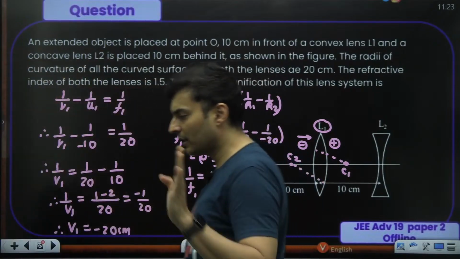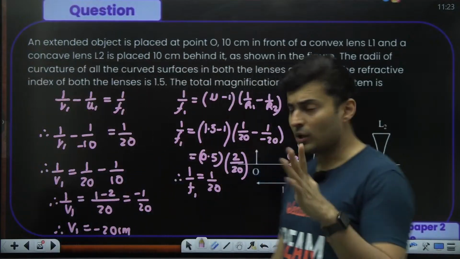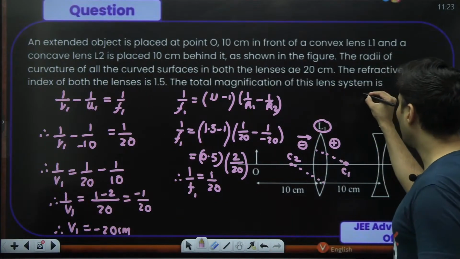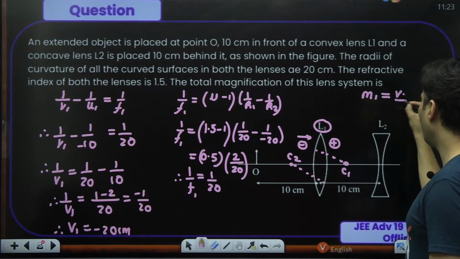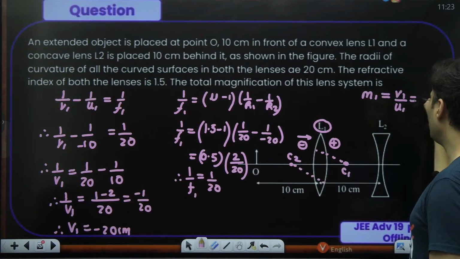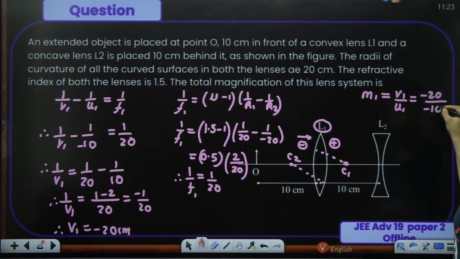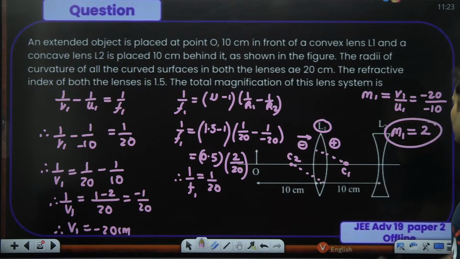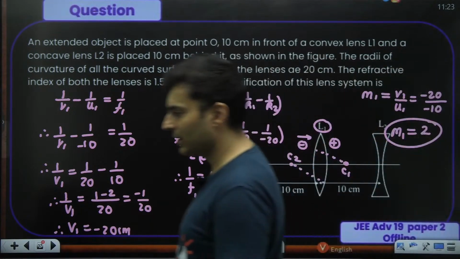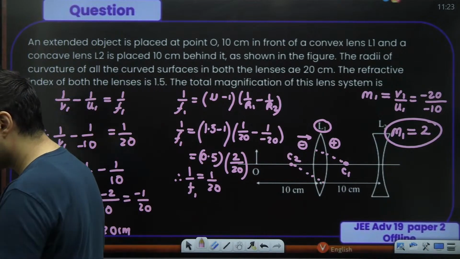Everybody till this particular point clear? Absolutely. Okay, but don't stop over here. You have to also find the magnification. So what will be magnification 1, which is v by u. v is minus 20, u is minus 10. So it will be basically 2. So m1, we have got it as 2. Perfect. Everyone, till this point, fine?